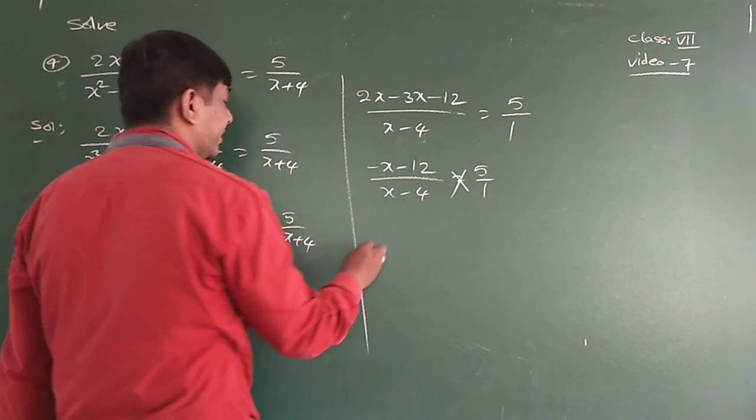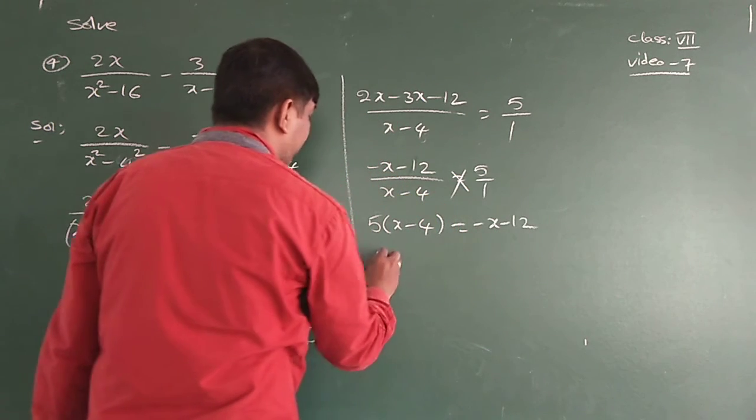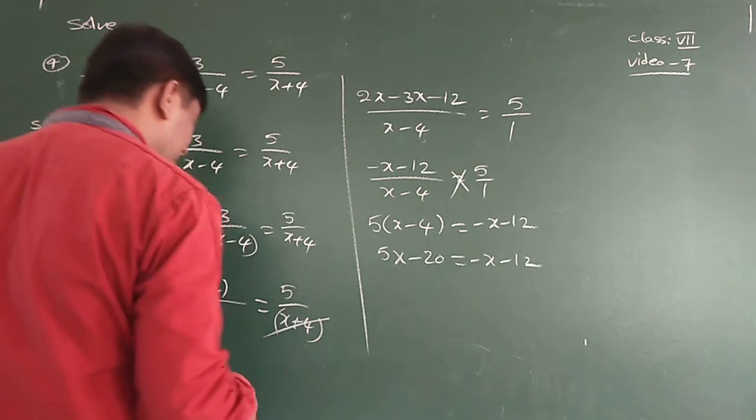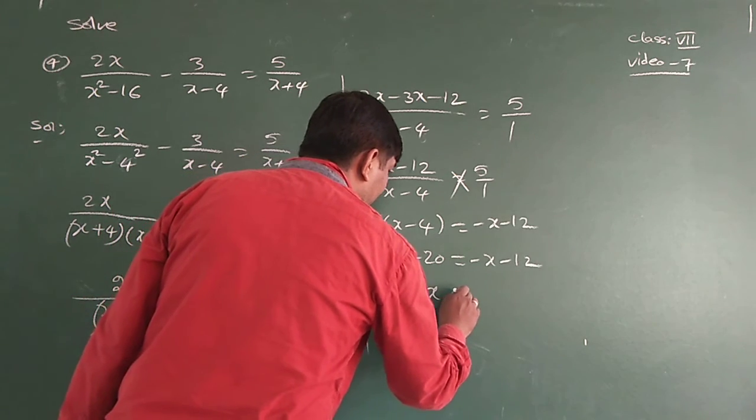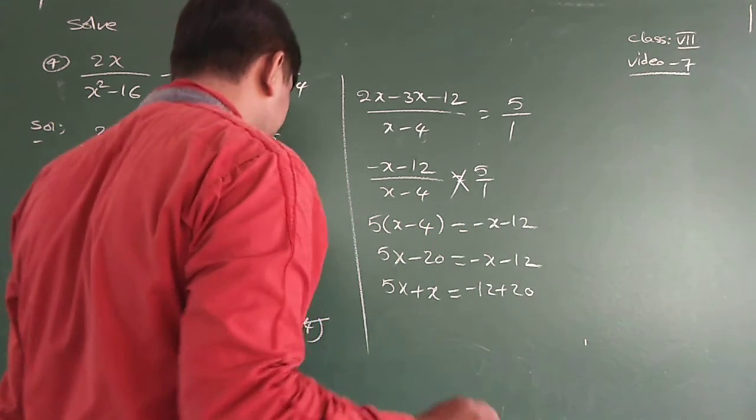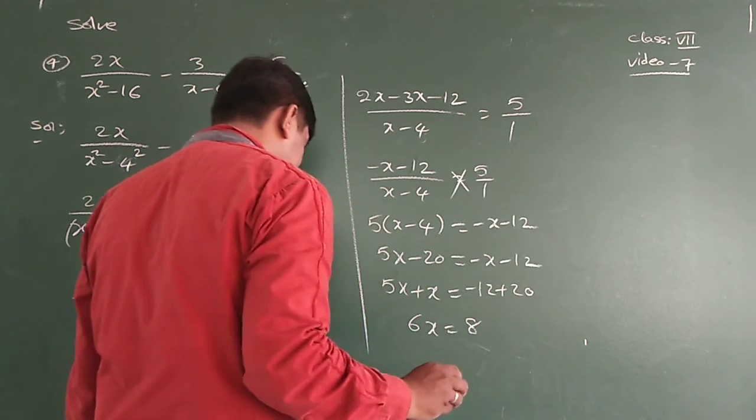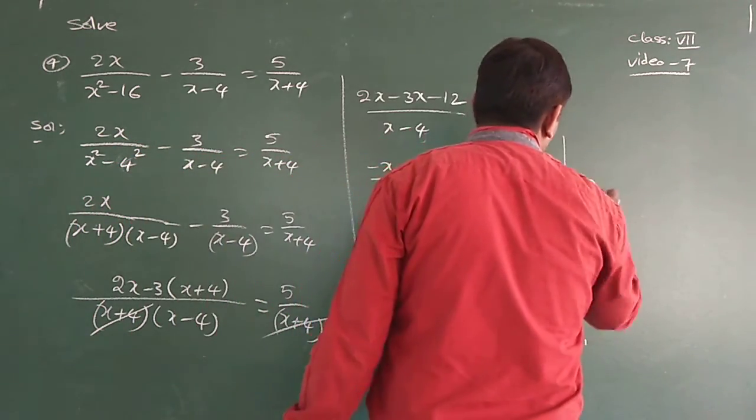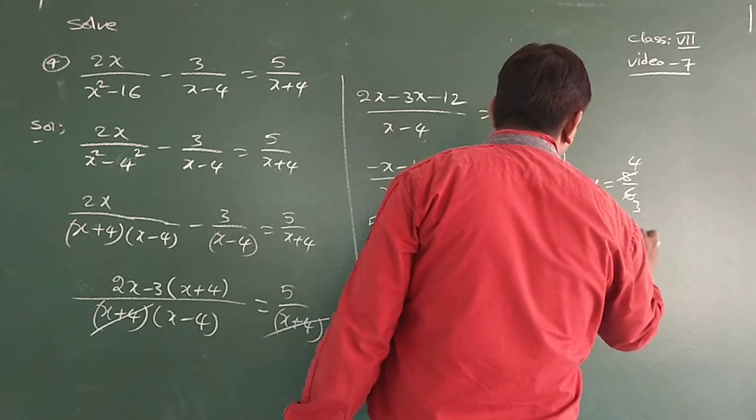Now cross multiply. 5 into x minus 4 is equal to minus x minus 12. Now 5x minus 20 is equal to minus x minus 12. Now take the variables to this side: 5x plus x is equal to minus 12, and minus 20 sent this side becomes plus 20. Now 6x is equal to 8. X is equal to 8 by 6. 2 4s are 8, 2 3s are 6. Therefore x is equal to 4 by 3.